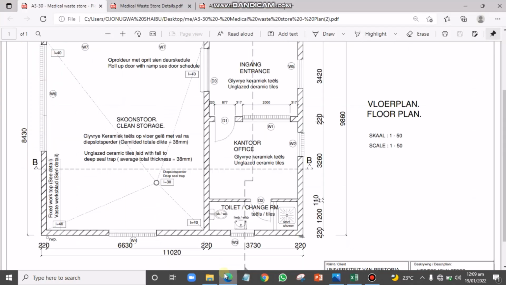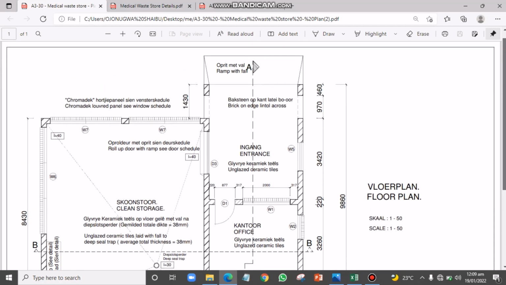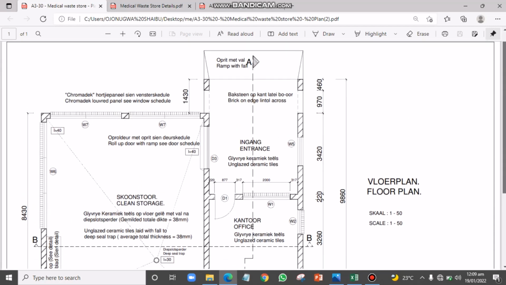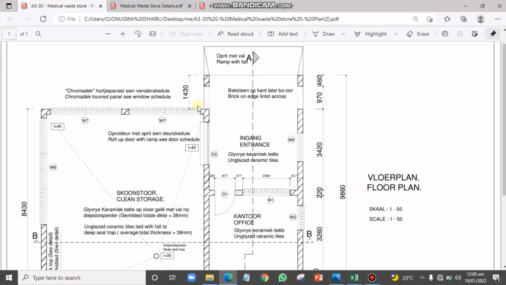So this is the floor plan. This is the plan that they are actually working on. As you can see, most of these things are written in a foreign language. They are not English, but it doesn't really matter whether this is English or not, in as much as the numerals, the numbers, are showing perfectly well. We can still work on this plan.